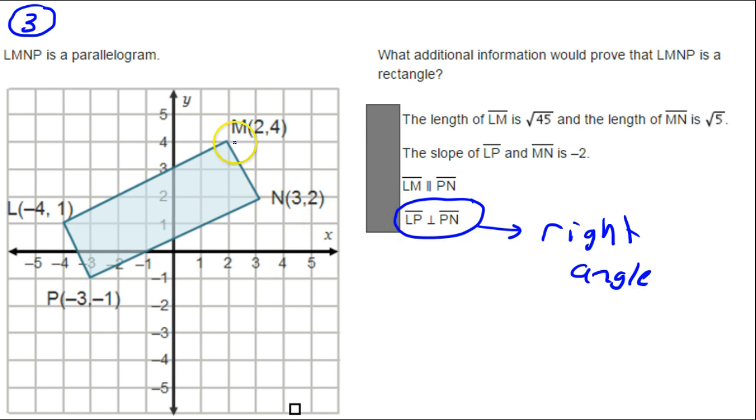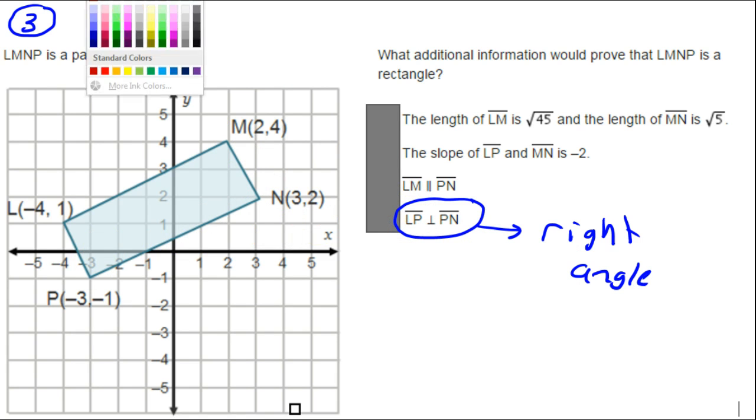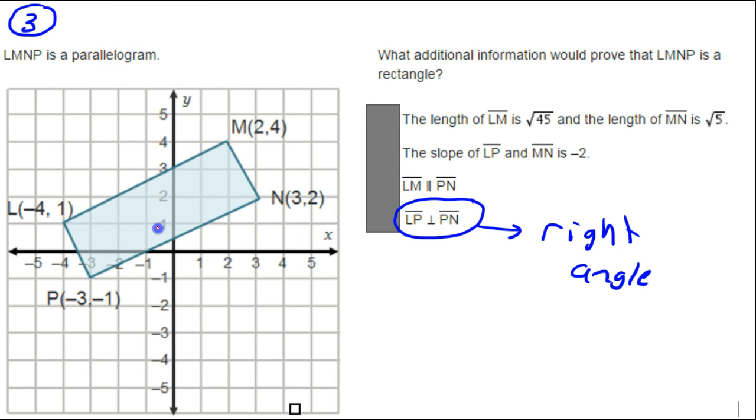Let's see if we're talking about the corners. So we're talking about LP is perpendicular to PN. Here's LP, and if that is perpendicular to PN, that would mean that this is a right angle. Again, if you already know that it's a parallelogram, all it takes is one right angle to prove that this thing is in fact a rectangle. So there you go. That's why this is the answer to that one.